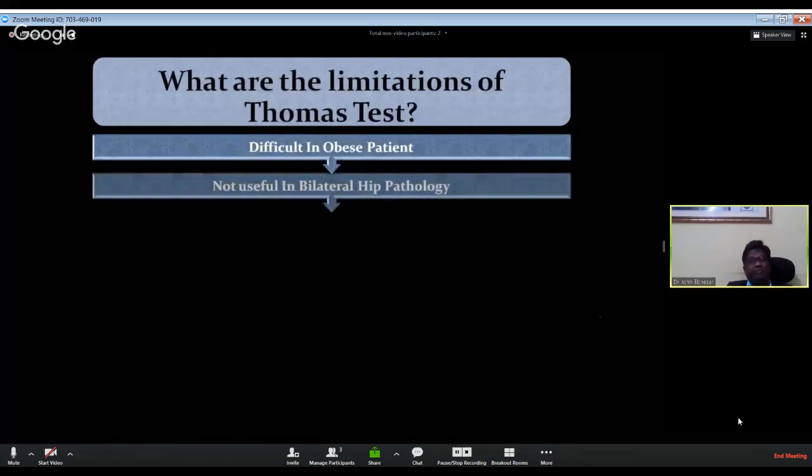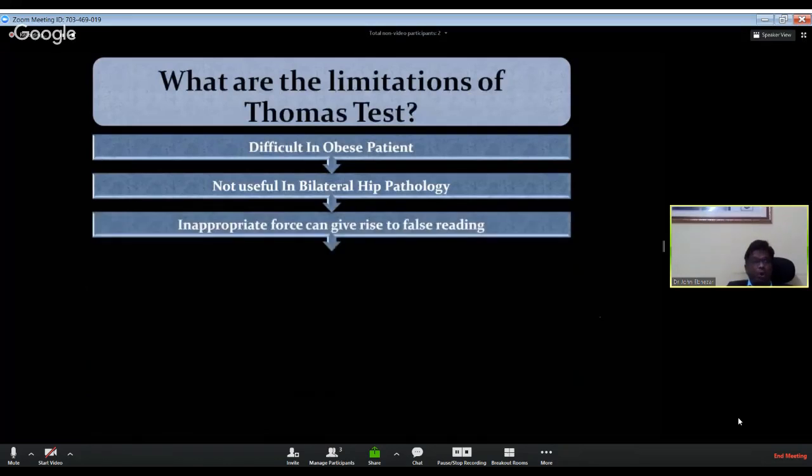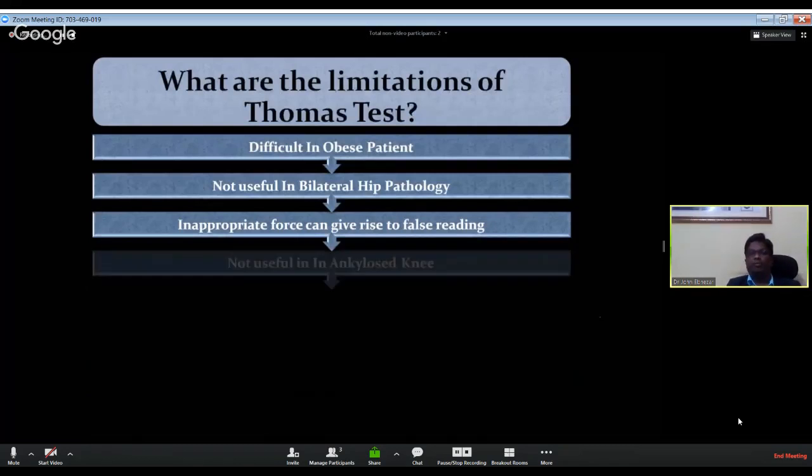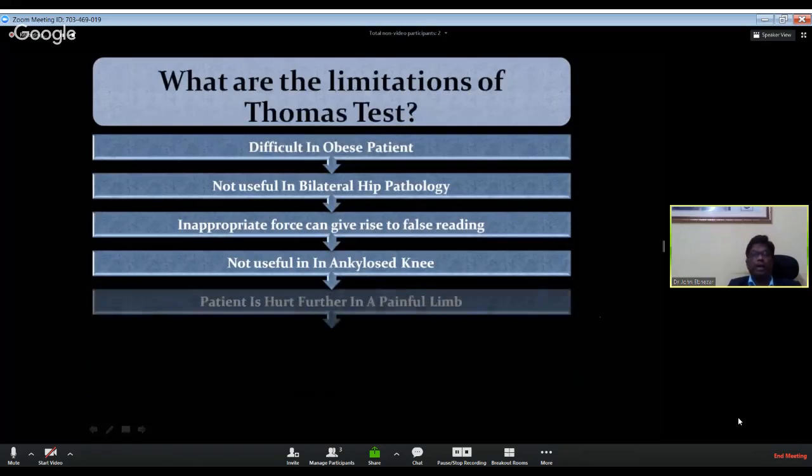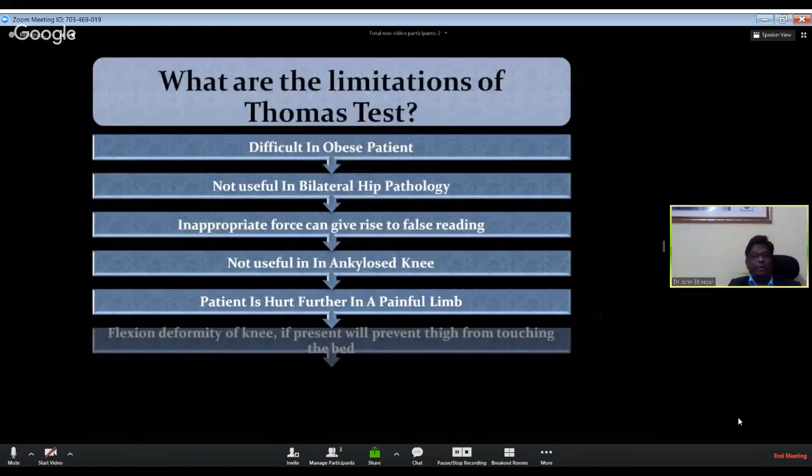One, it's difficult in obese patients. Not useful if there is bilateral hip pathology. Inappropriate force, what you are giving, can give rise to a false reading. Now, the force you exert on the limb can give a false reading. Then it is not useful if the knee is ankylosed, and the patient is hurt if there is pain. The patient has got pain in the hip joint. When you are doing this test, there is a possibility that you may hurt the patient.